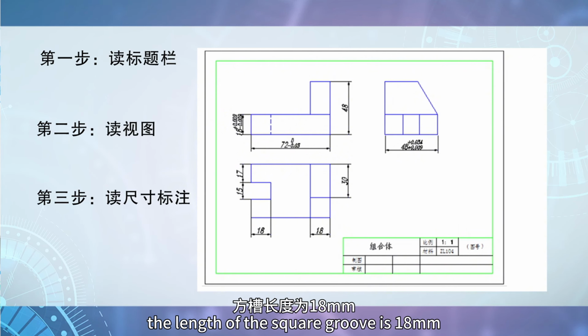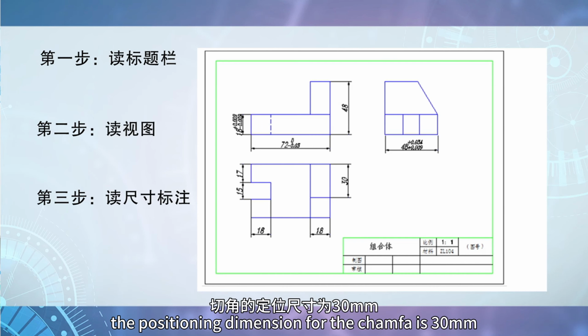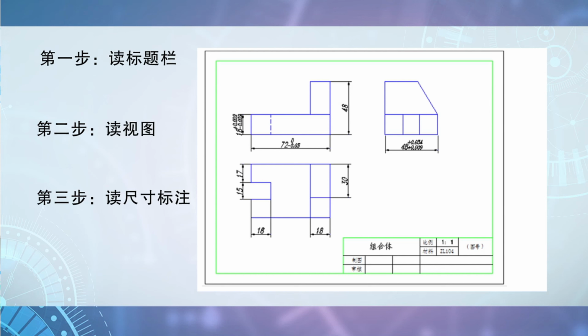The length of the square groove is 18 mm. The width is 15 mm. Its positioning dimension is 17 mm. The positioning dimension for the chamfer is 30 mm.